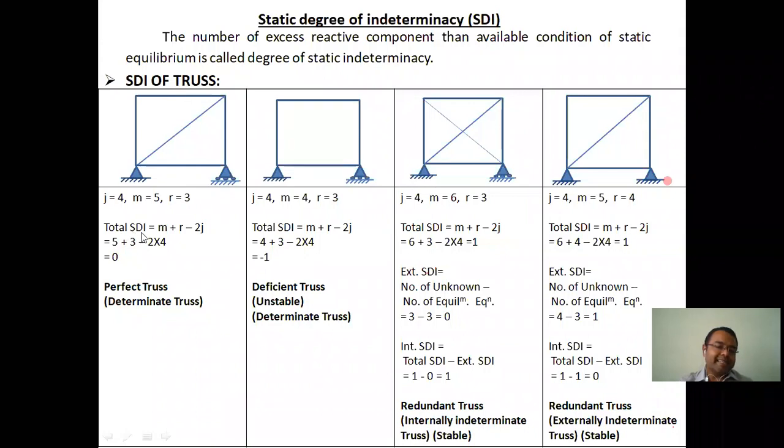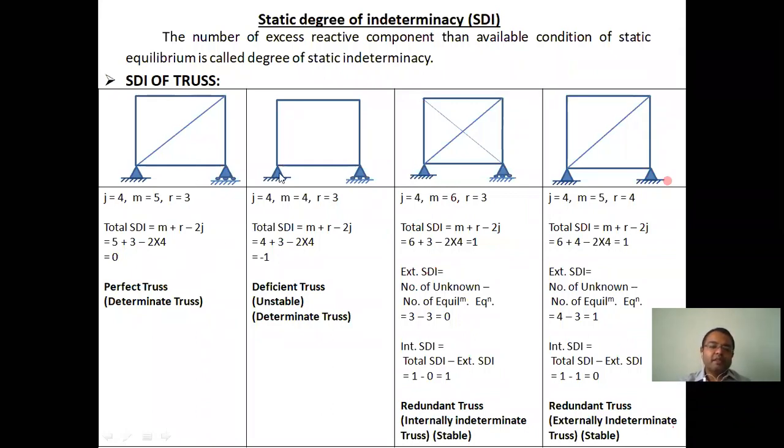If the total SDI is 0, what does it mean? The given structure is a determinate type of truss, and you can call this a perfect truss also. Actually here I have drawn 4 different types of truss. Okay, so this is a perfect truss.